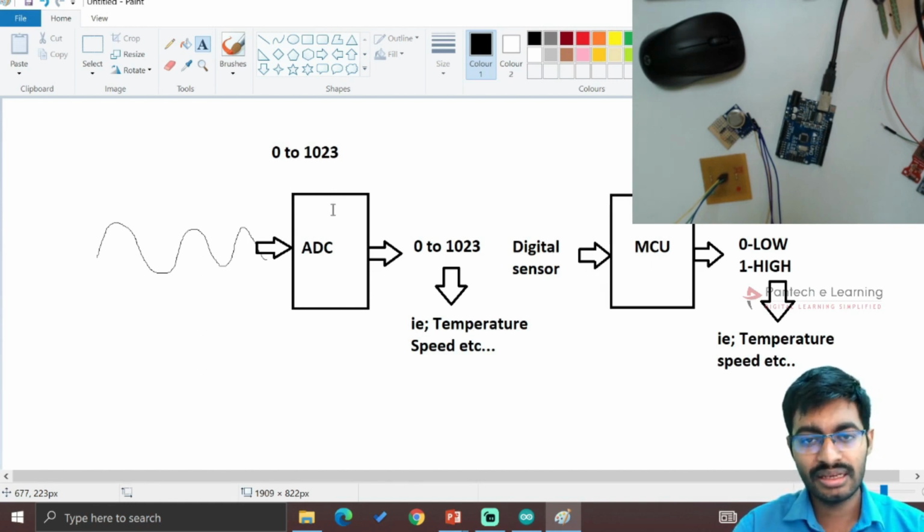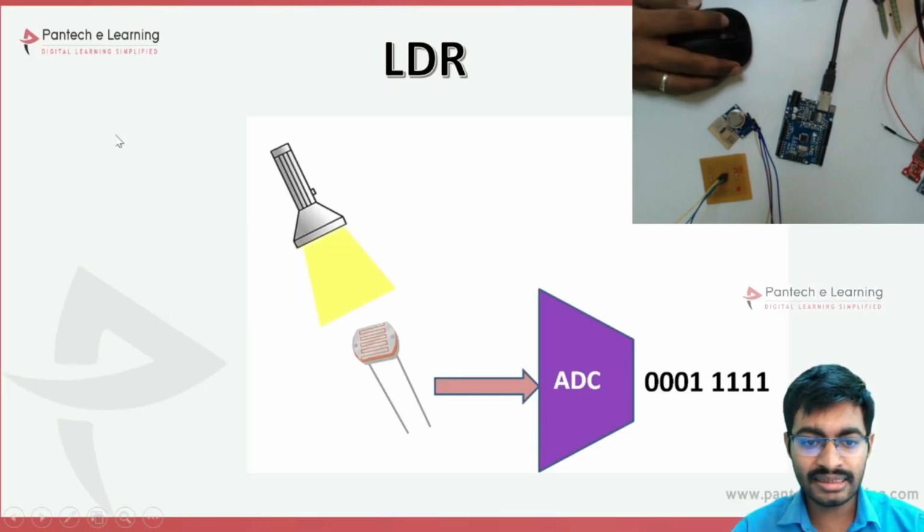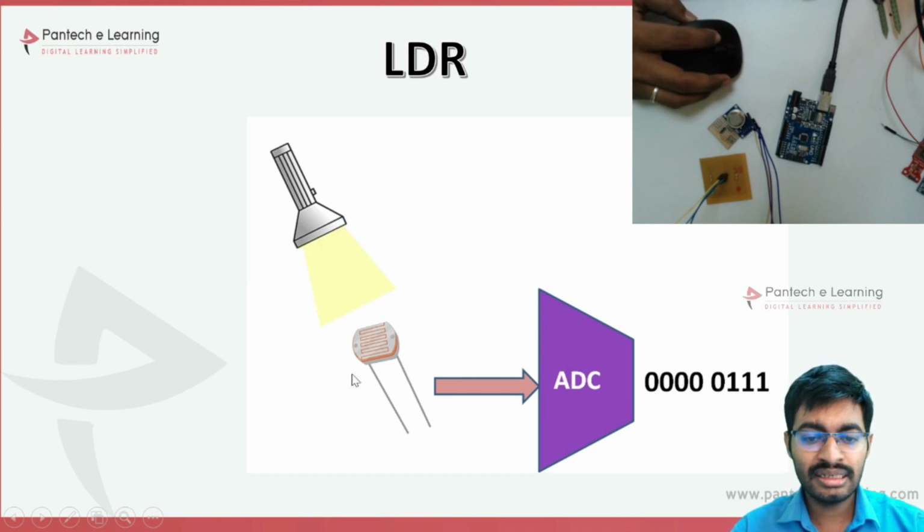In this way now we will be connecting our entire circuit, and this particular LDR will be interfacing with the light.